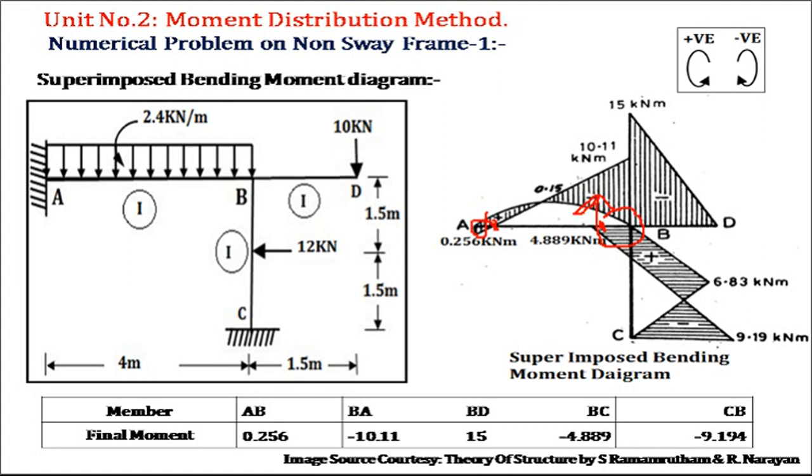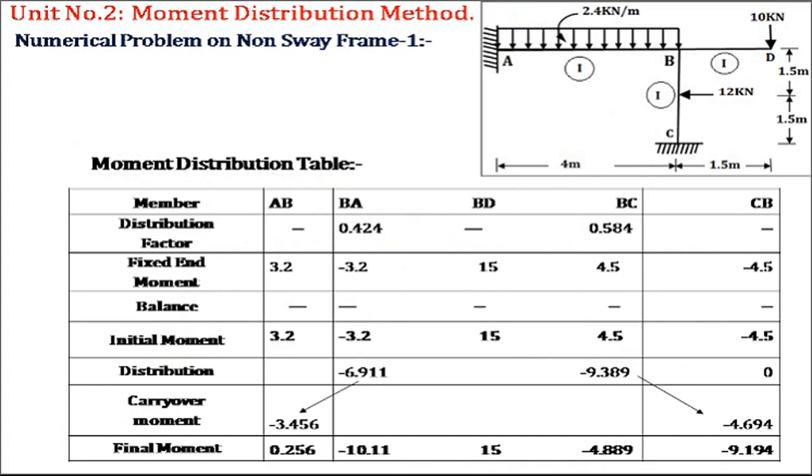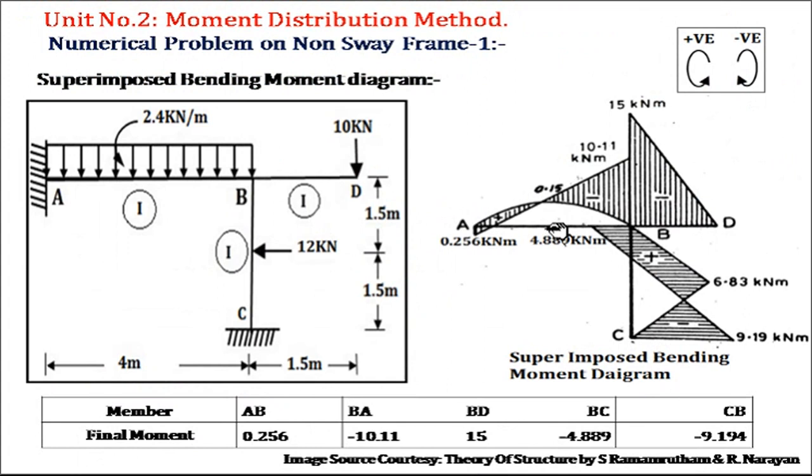Let's check the value here. Okay, it is correct. So here it should be in upward direction, 0.256. Now you have to keep the pen nearer to B towards A, and here it is minus 10.11. Minus means you have to rotate the joint in clockwise direction. So we rotate the joint B in clockwise direction, and it should cut the member AB once, so it is upward. Here the value is 10.11. Join these two by a straight line.